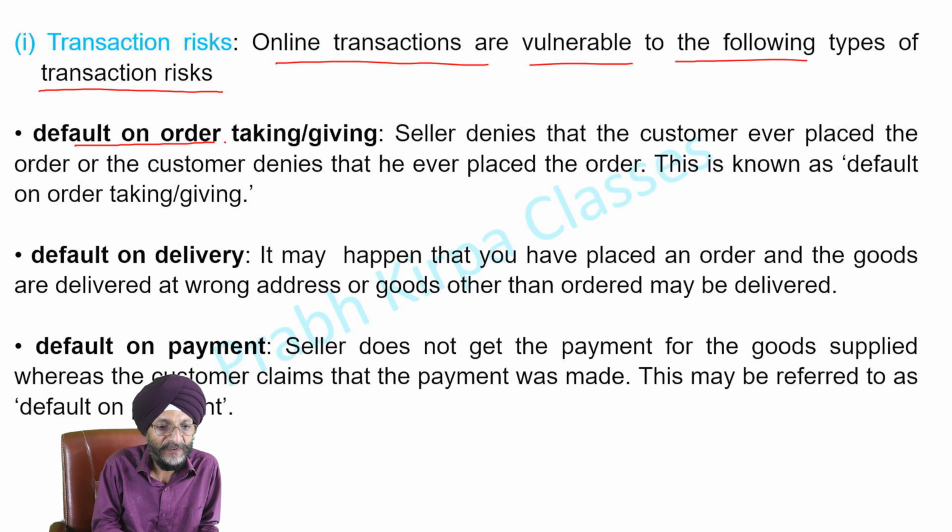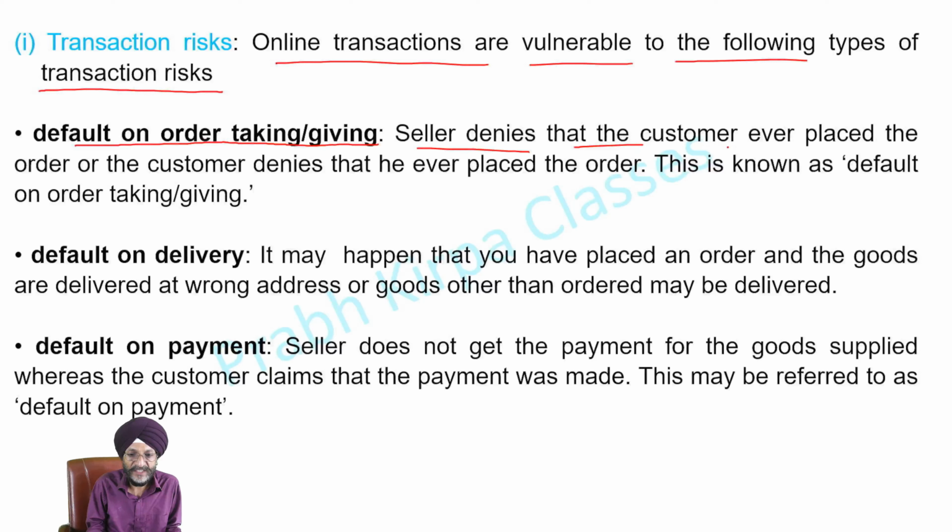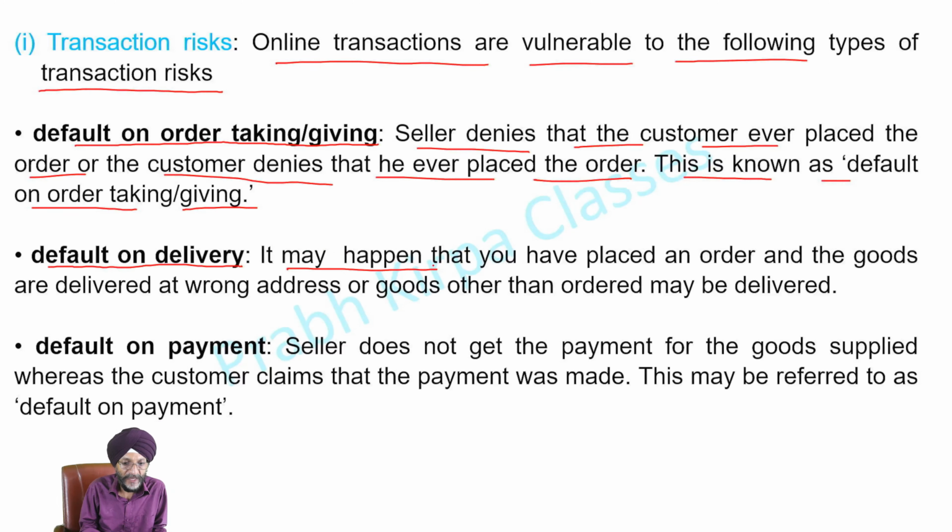First is default on order taking or giving. Seller denies that the customer ever placed the order, or the customer denies that he ever placed the order. This is known as default on order taking or giving. Next is default on delivery. It may happen that you have placed an order and the goods are delivered at the wrong address, or goods other than ordered may be delivered.